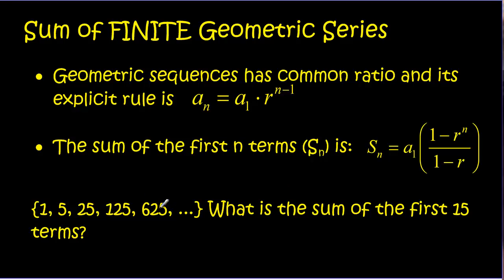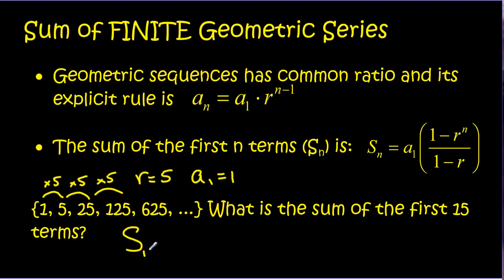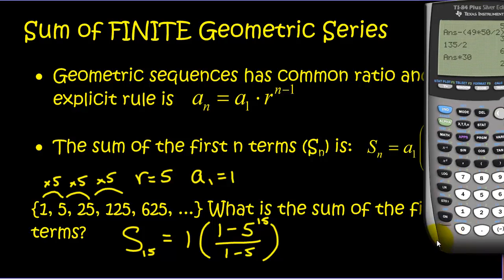So if we have this geometric series here, we can identify that we're multiplying by 5. Here we're multiplying by 5, etc., times 5. So our common ratio is 5, and our a sub 1 was 1. So if we want the first 15 terms here, s sub 15 for the geometric, it's going to be a sub 1, which is 1, and then 1 minus 5 to the nth power, so in this case would be 15th power, divided by 1 minus 5. And we're going to need a calculator to calculate that.